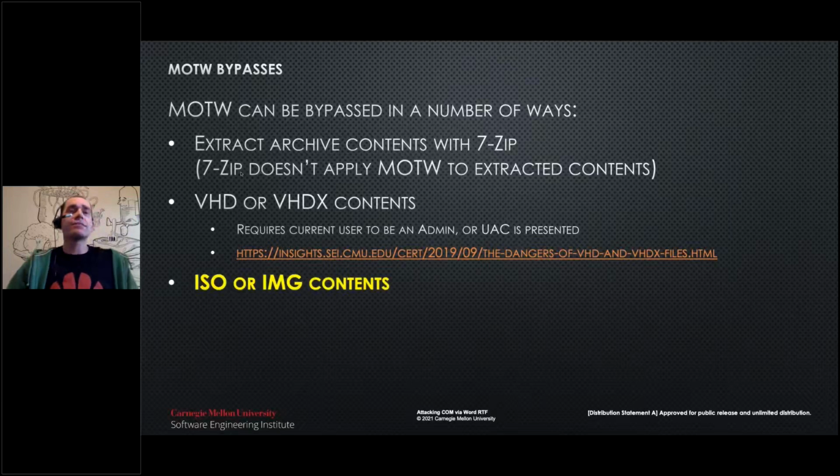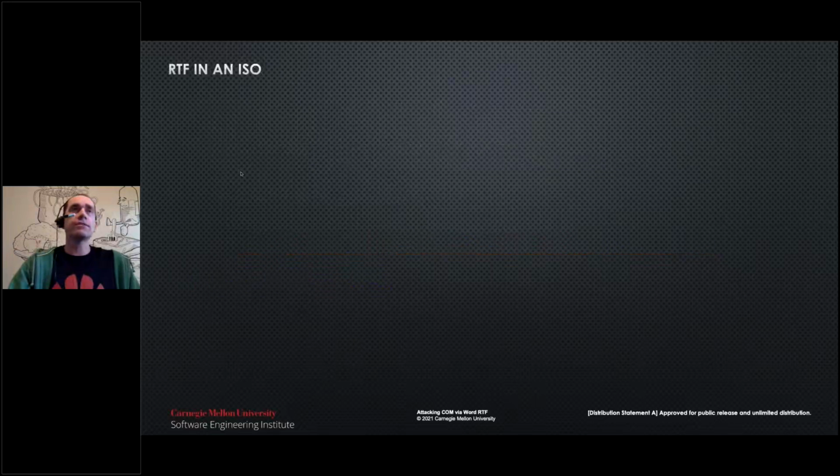What I found interesting is that an ISO or an IMG are both handled by the same handler in Windows, and that's basically like a CD image, your ISO 9660. When I double click an ISO or an IMG, it'll mount it as if it's a CD, and I can view the contents of it.